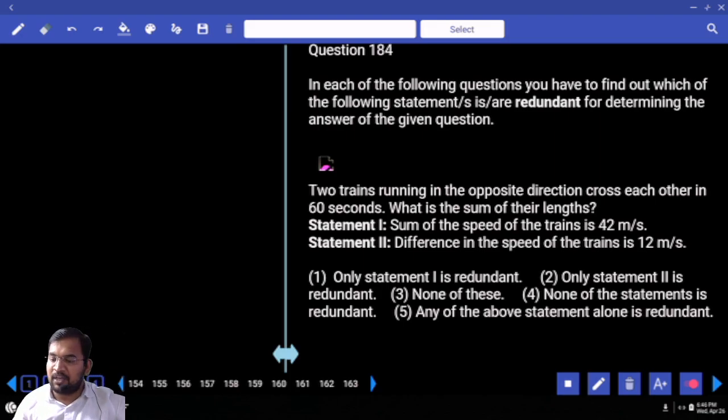Next. Question number is what? 184. See here. Question is what? What is the sum of the lengths of 2 trains? What is the sum of the lengths of 2 trains? Look here, all of you.